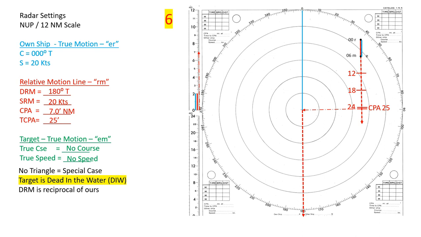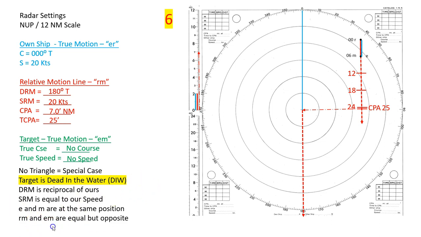The direction of relative motion is reciprocal to ours. The speed of relative motion is equal to our speed. That's how you can recognize that. E and M are at the same position. And if I wanted to do my little analysis, I would say, well, E to R is our vector, and E to M, well, it didn't move. So they're not making any motion. And you could say that R, M, and EM are equal and opposite. Many different ways to think about this. All right, let's see what we have next.